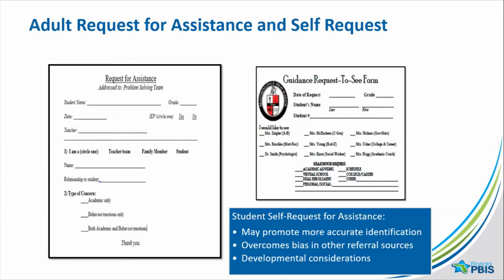They can be very accurate at their emotional or behavioral concerns and what impact those are having on them, and maybe more accurate than adults at that age. So including some type of student self-request for assistance is often a really nice method to balance out just the adult referral, particularly again at that 4th and 5th grade and above as part of your screening system.